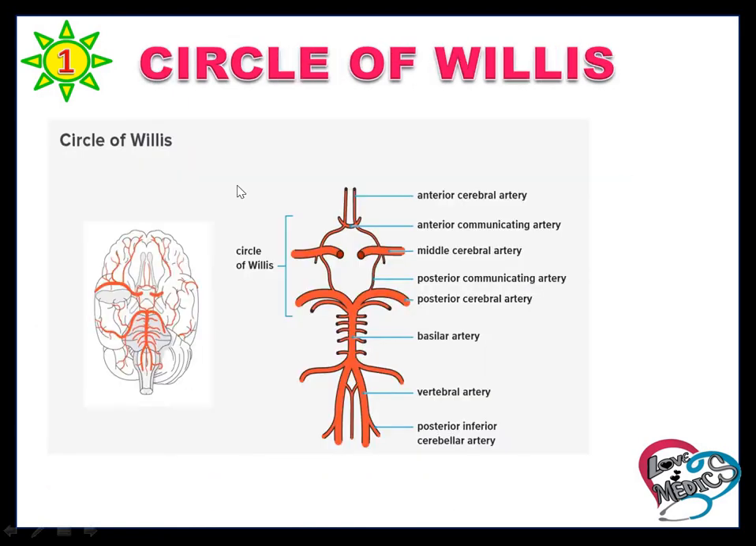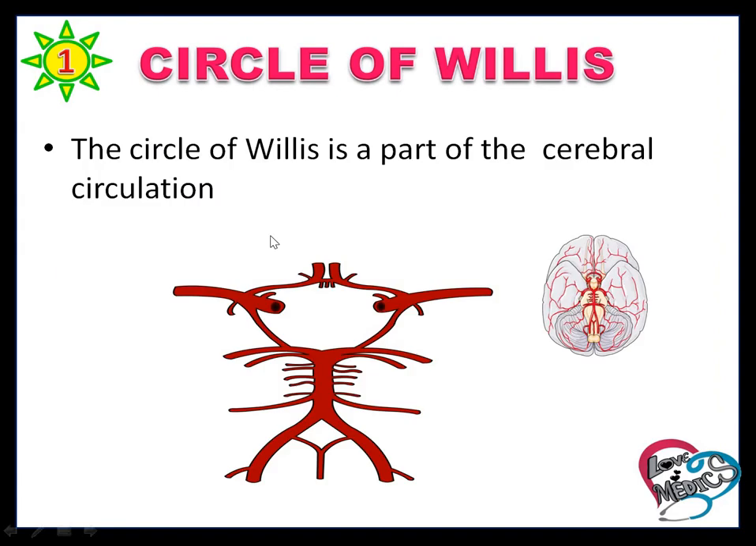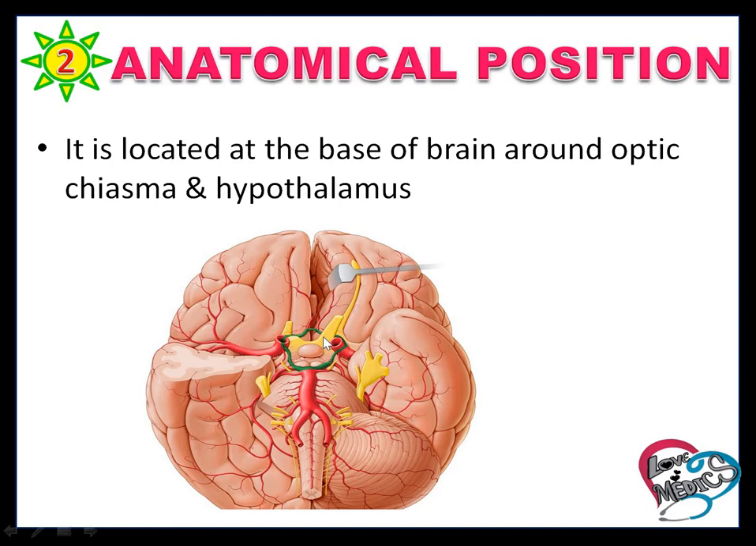This is the circle of Willis. Here, one anterior system is present and one posterior system is present. These two systems are connected by posterior communicating artery. The main function of circle of Willis is to maintain the blood supply to brain. I already told circle of Willis is a part of cerebral circulation. It is located at the base of brain around the optic chiasma and hypothalamus. Optic chiasma is the optic nerve crossing area.